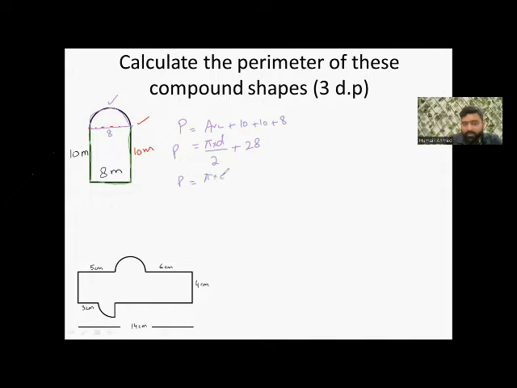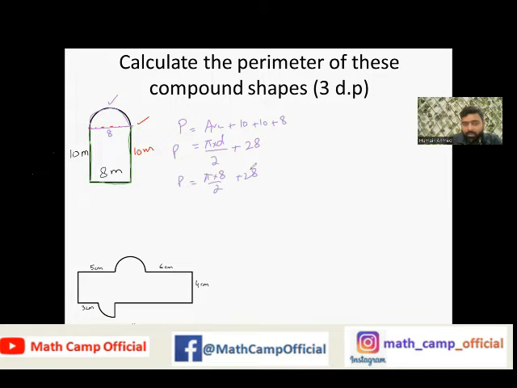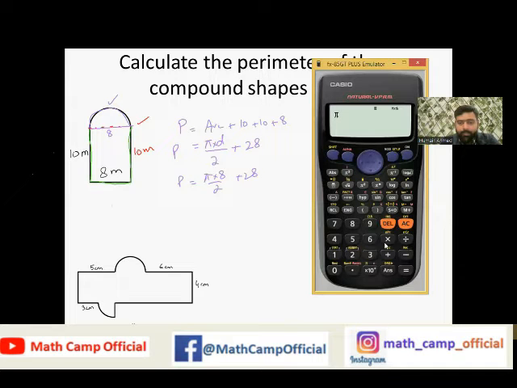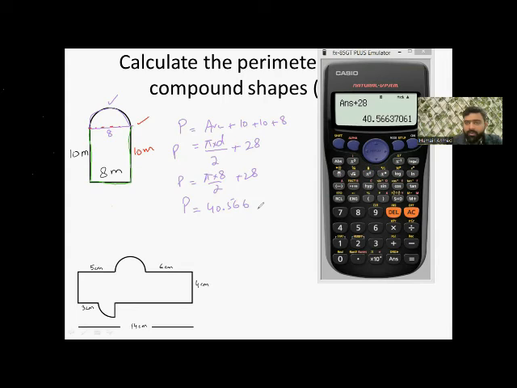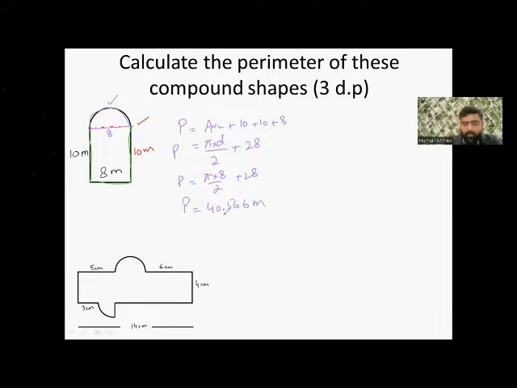It's pi times 8 divided by 2 plus 28. Pi times 8 divided by 2 is equal to 4 pi. When we add the next number, 28, this will become 40 point. So the perimeter for this shape is going to be 40.566. As we have to round this to 3 decimal places, 40.566 meter. Now let's see the second question.